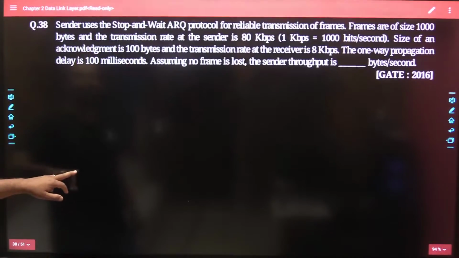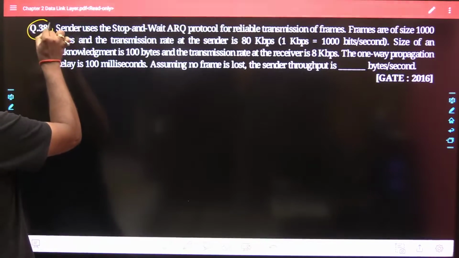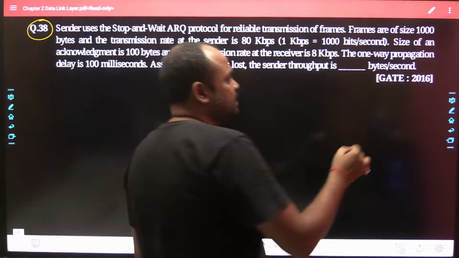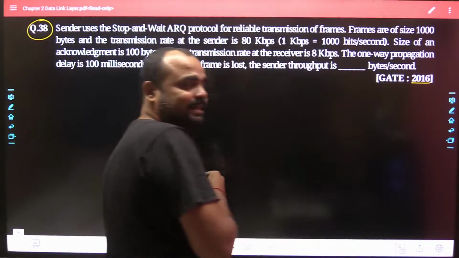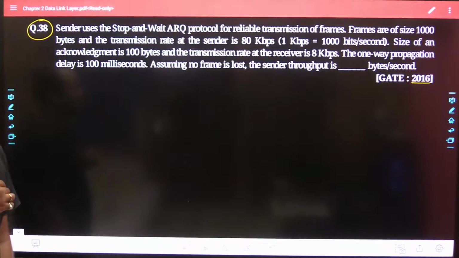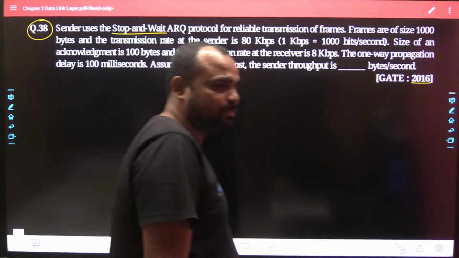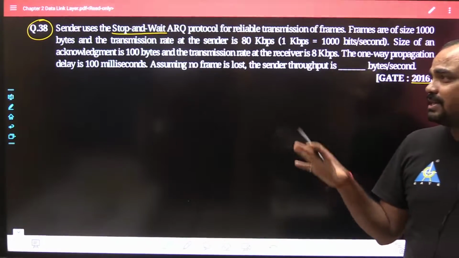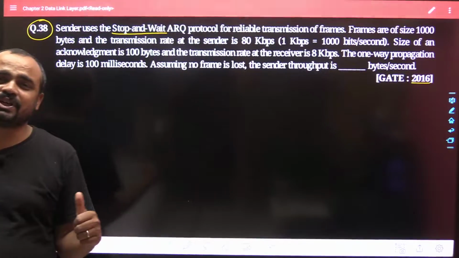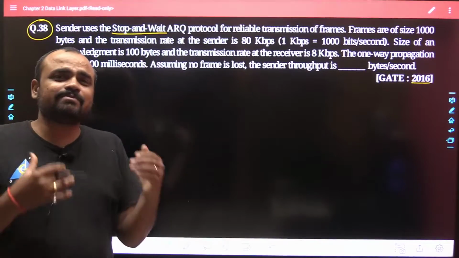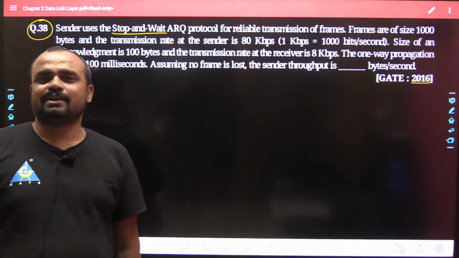Okay, this one. Now this question is question number 38, and this question has been asked, you can see over here, in the year 2016, and the question is simply based on stop and wait protocol. So what I want, you just read the question properly, try to collect the information given inside the question, and then step by step approach the solution.